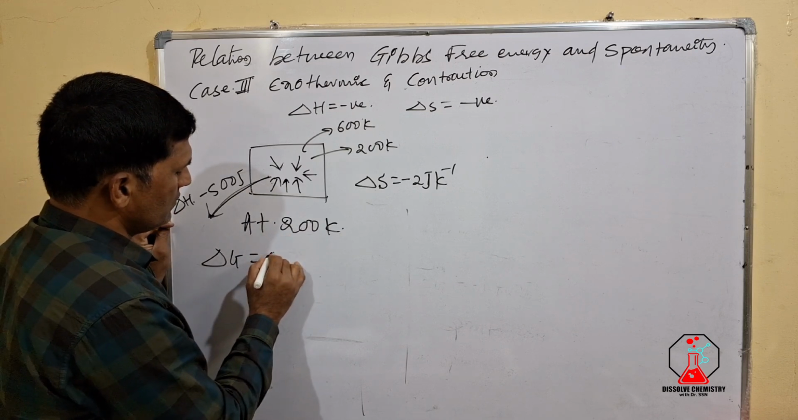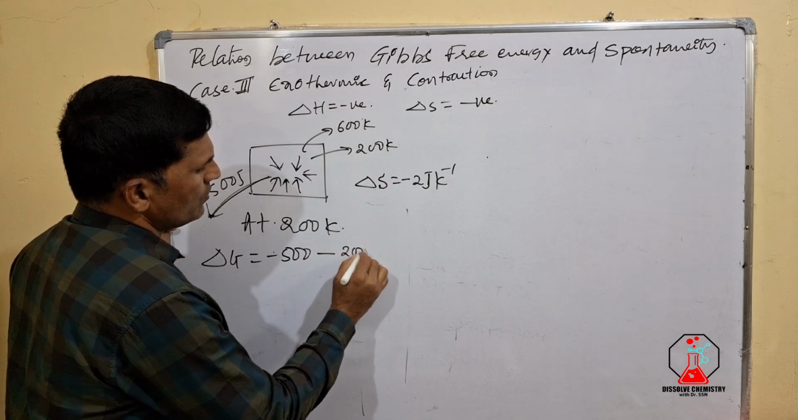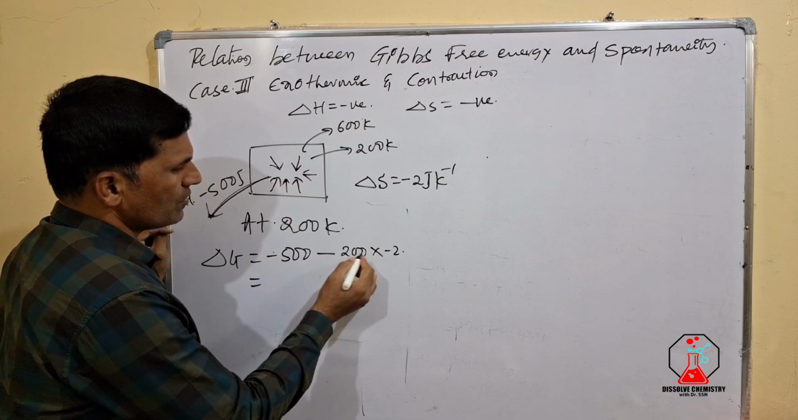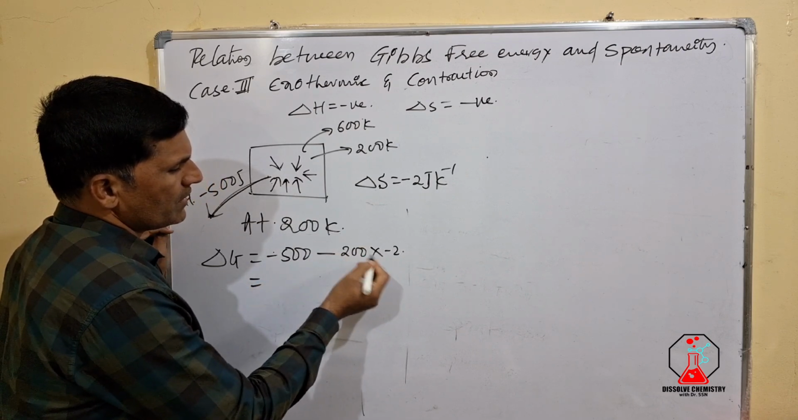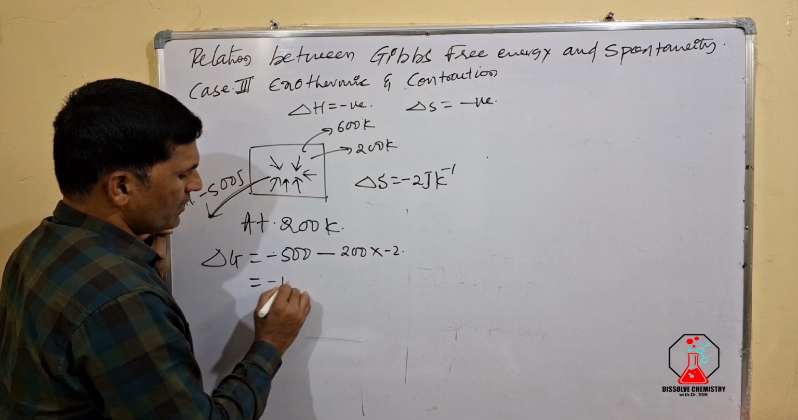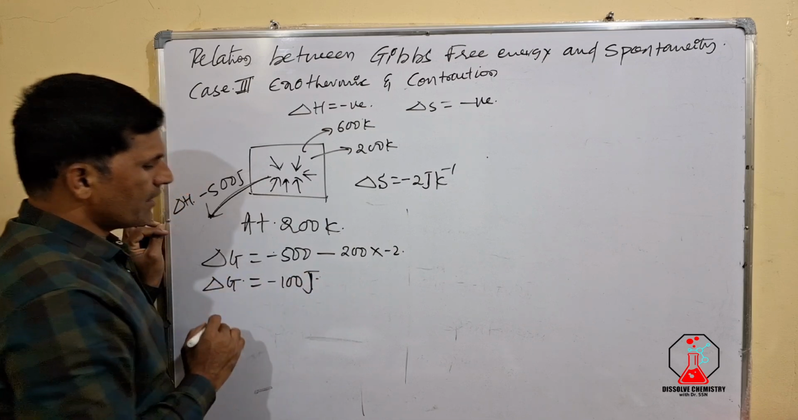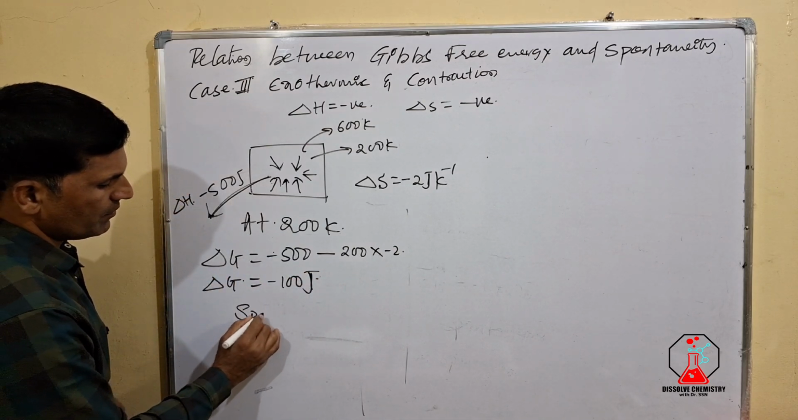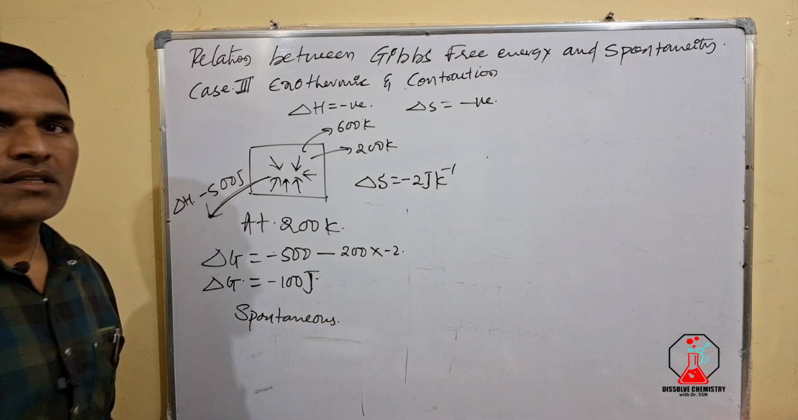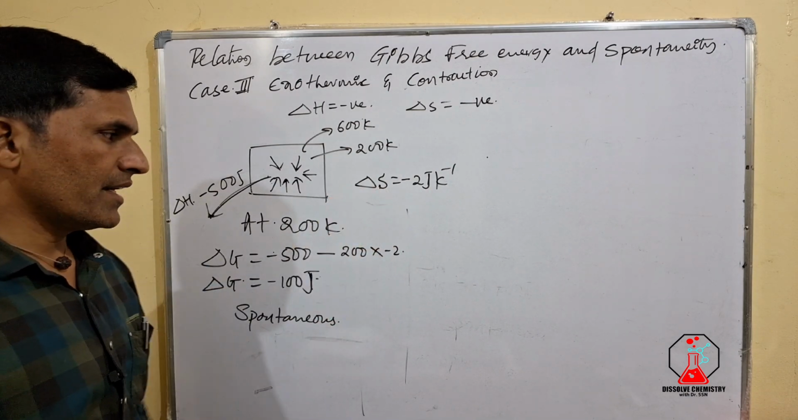See, you substitute minus 500 minus 200 into minus 2. So now what does it turn out to be? Minus into minus plus 400, minus 500. So therefore it turns out to be minus 100 joules. So at lower temperature your process will be spontaneous, even though it undergoes what? Contraction instead of expansion, that is, change in entropy is negative.